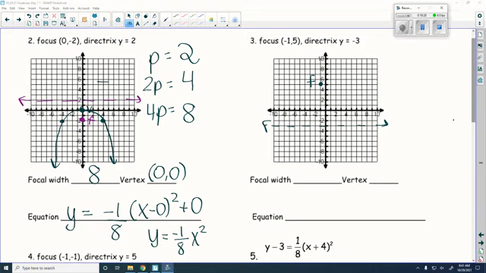So we plotted the focus. We plotted the directrix. Let's bring it back together and do this together. So turn your voices off.